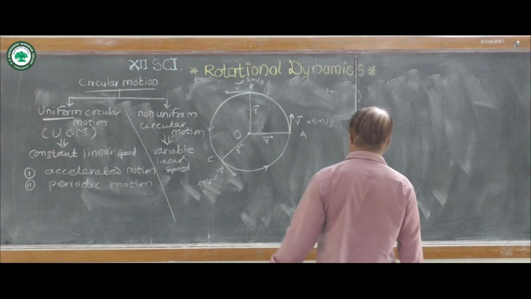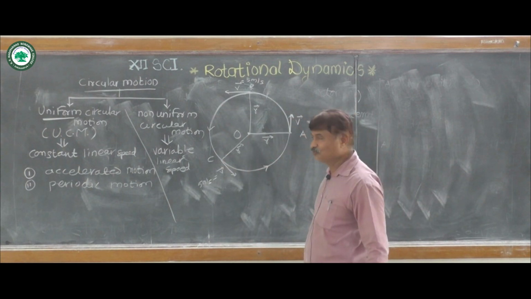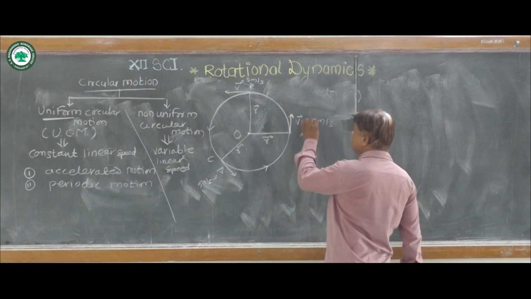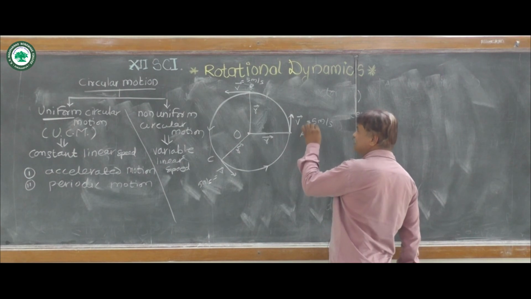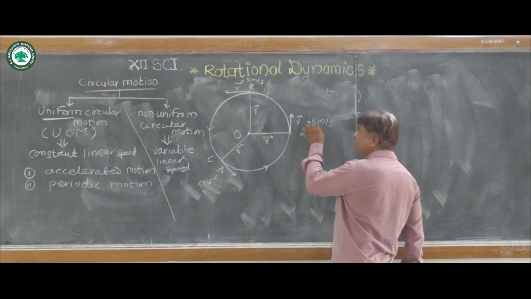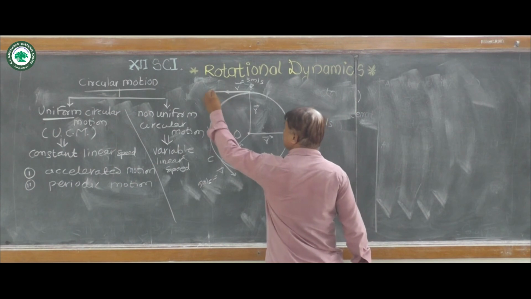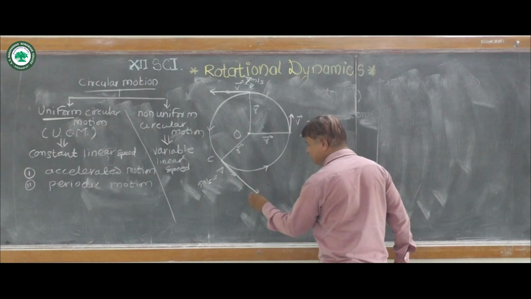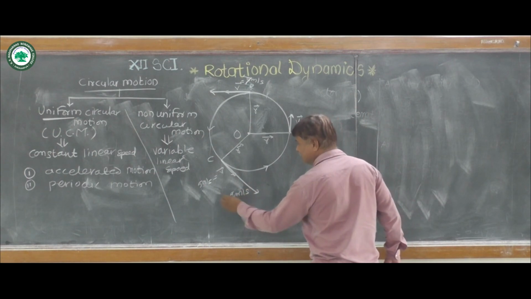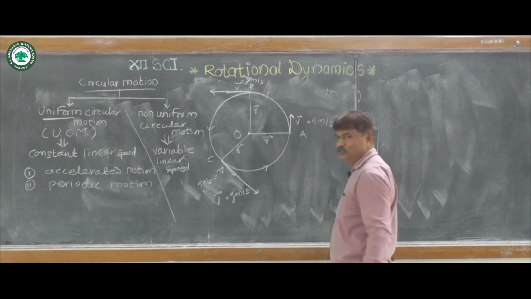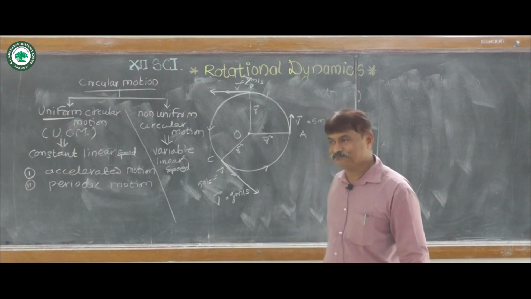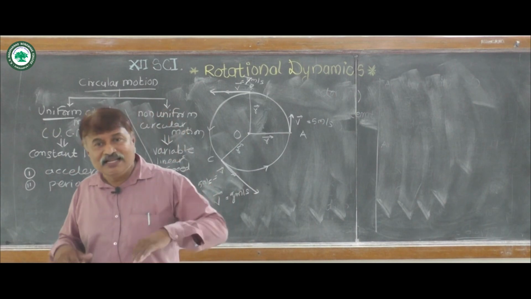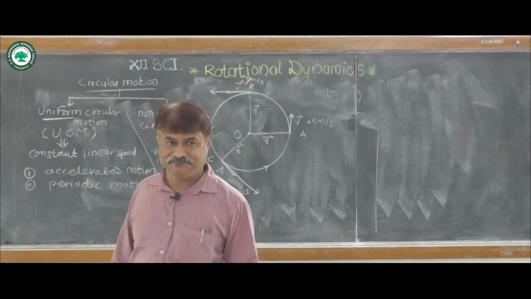So in that case, we can define non-uniform circular motion. Initially when the fan is switched on, the initial velocity is zero. It starts to increase. If at point A it is 5 meter per second, then it goes on increasing. At B it will become 7 meter per second. At point C it is 9 meter per second. So in this way velocity continuously goes on increasing, and linear speed also goes on increasing.